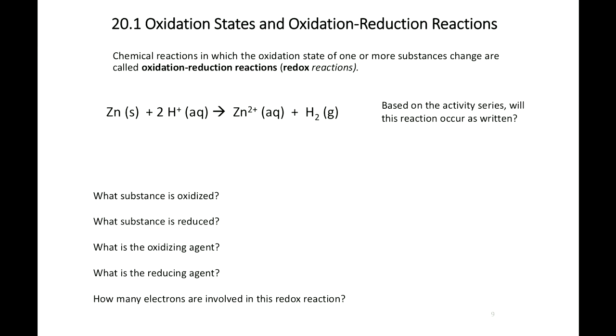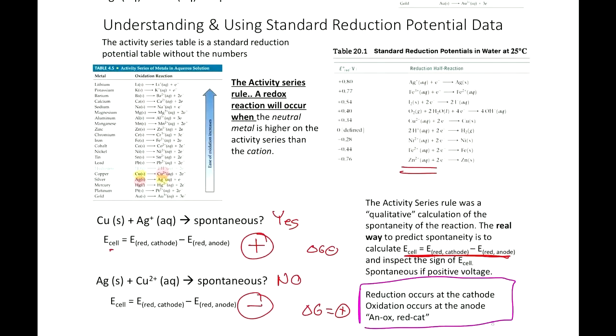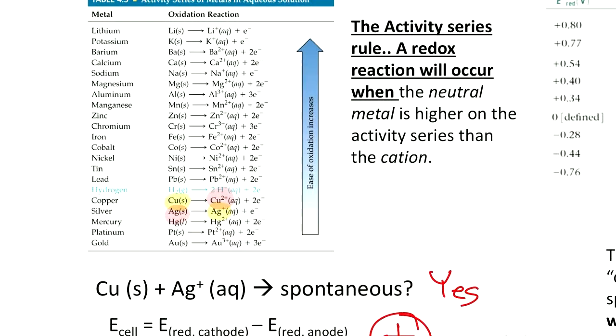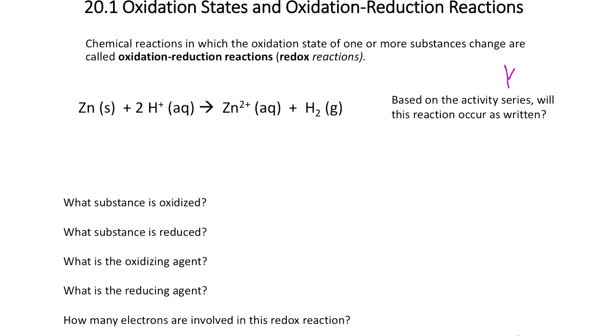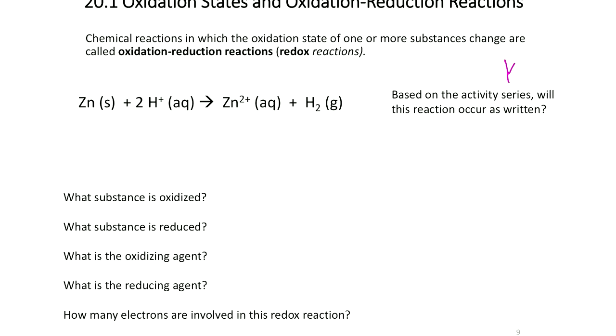Let's just do this one really quickly. Here's another example of a redox reaction. This reaction does happen spontaneously. Zinc solid plus H+, so this is a net ionic equation. If we look at the activity series, zinc solid is up here, H+ is down here, so the solid is higher on the activity series than the cation. Hopefully you can quickly see the oxidation numbers here. If we assign oxidation numbers, we get 0, +1, +2, 0.